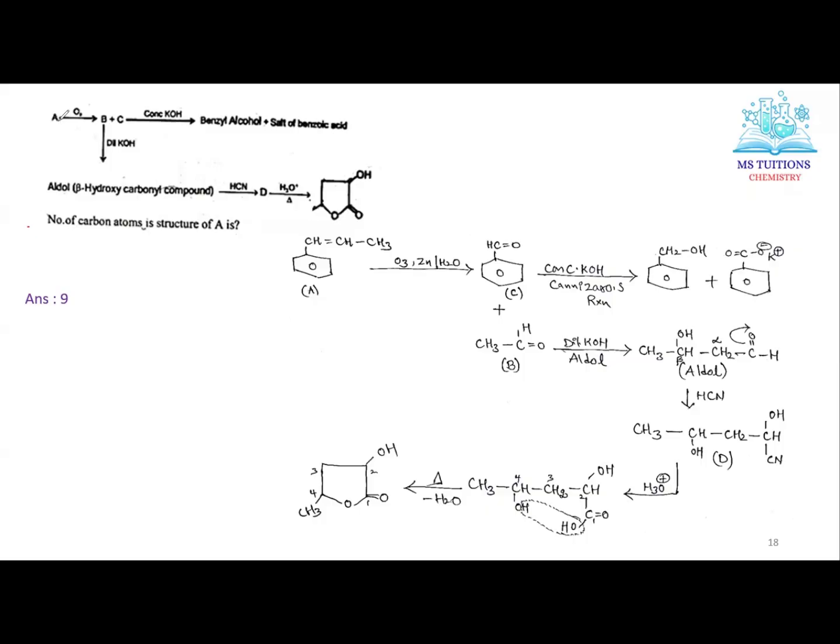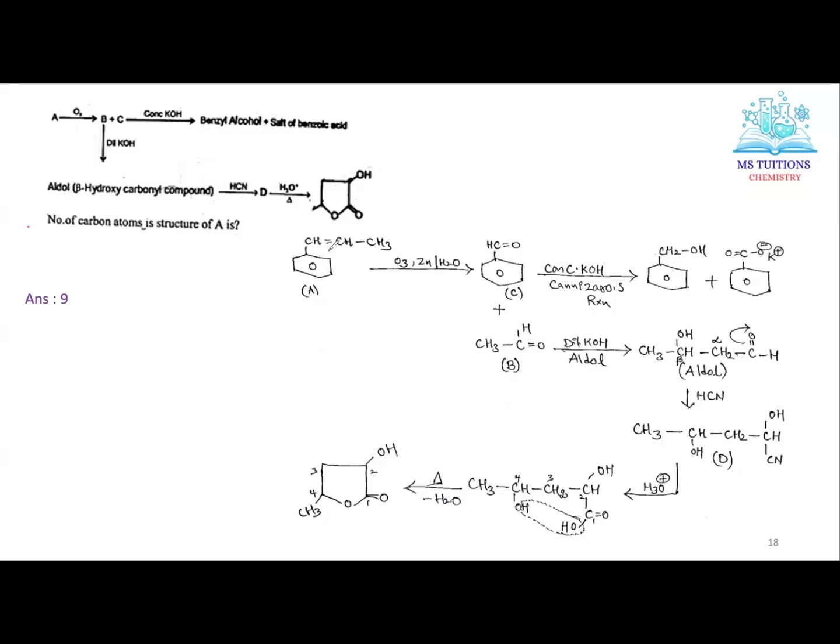Now in this question, A reacts with ozone, giving B and C. B reacts with dilute KOH to give an aldol compound, and C reacts with concentrated KOH, forming benzyl alcohol and the salt of benzoic acid. This aldol compound reacts with HCN to give D, which undergoes heating and acidic hydrolysis, and we get this compound. Then the number of carbon atoms in the structure A is the question.